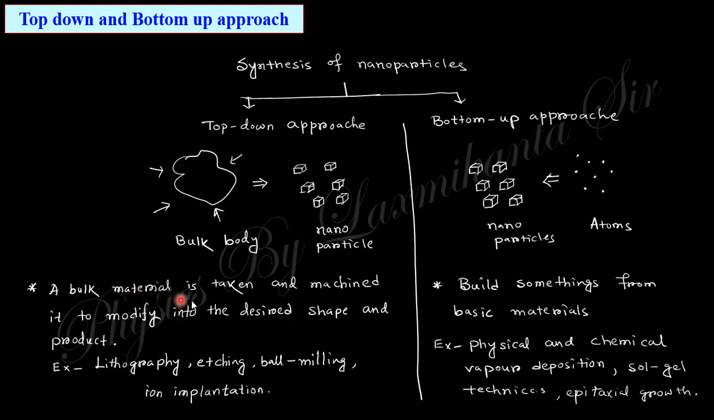Okay, so a bulk material is taken and machined to modify it into the desired shape and product, that is the top down approach, whereas building something from the basic material is the bottom up approach. For example, top-down approaches are lithography, etching, ball milling, ion implantation. Bottom-up approaches are physical and chemical vapor deposition, solvent technique, epitaxial growth. So these are examples of the top-down and bottom-up approach.